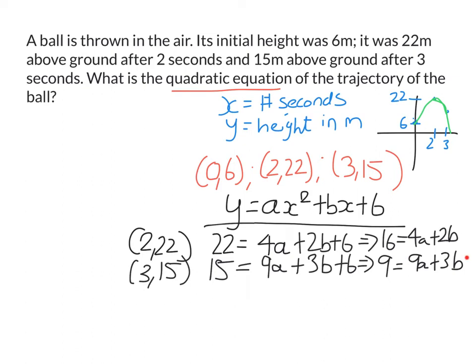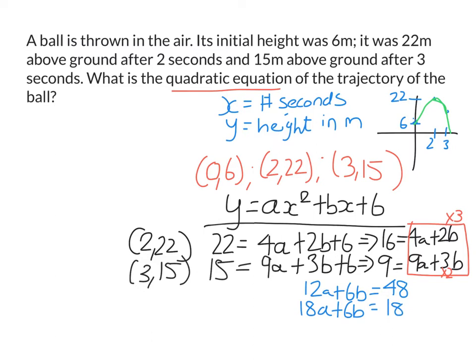To find a and b, I use these two simultaneous equations. I'm going to use the elimination method. I'm going to times the top by 3 and the bottom equation by 2. That will make the b's have the same coefficient. So the top equation becomes 12a plus 6b. I also need to multiply the 16 by 3, and then for the bottom one, I times 9a by 2, 3b by 2 and 9 by 2. Now I subtract, I get minus 6a equals 30, and I get a equals minus 5.